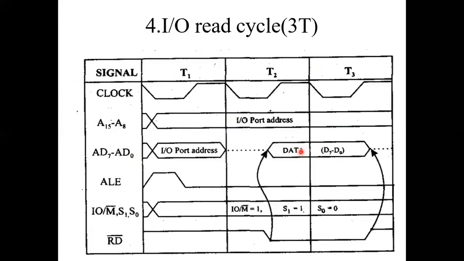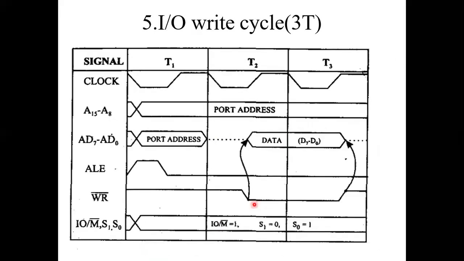Input output read. All the machine cycles follow the same concept: clock pulses, AD0 to AD15, and ALE are the same for input output read. Here only the status will change. Then the input output write cycle.